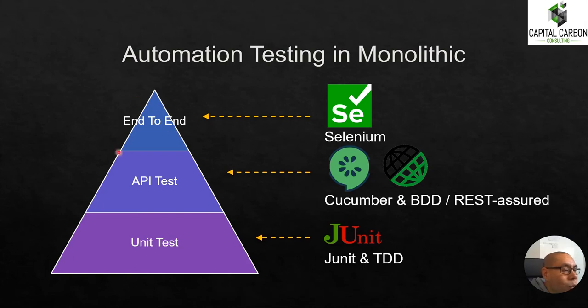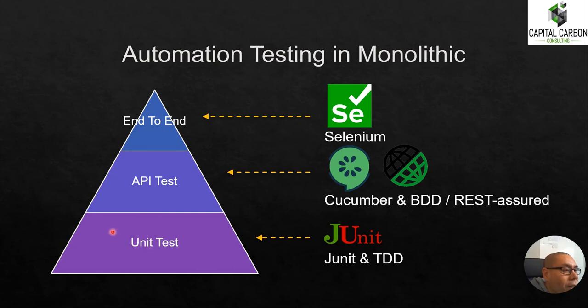We call that triangle the monolithic testing triangle. At the bottom is the unit test. Developers develop the unit test. Usually they will use JUnit if they are a Java developer, and they use TDD, test-driven development, as a methodology.